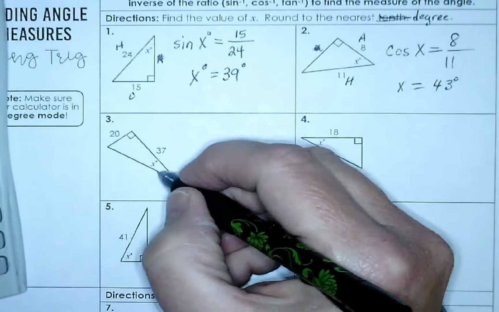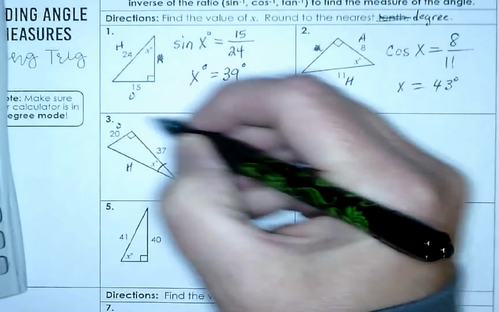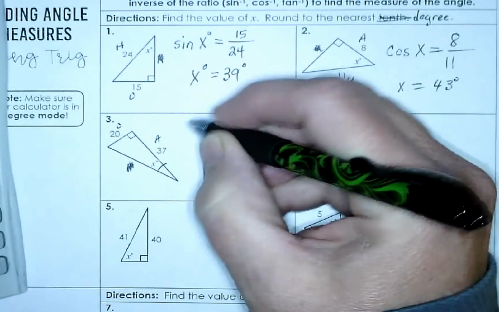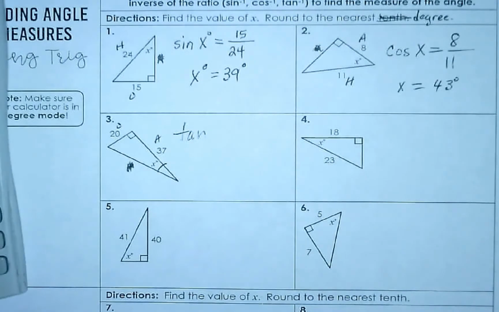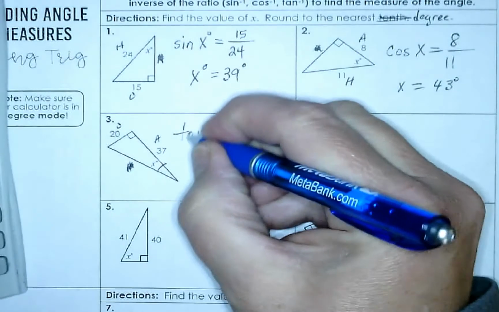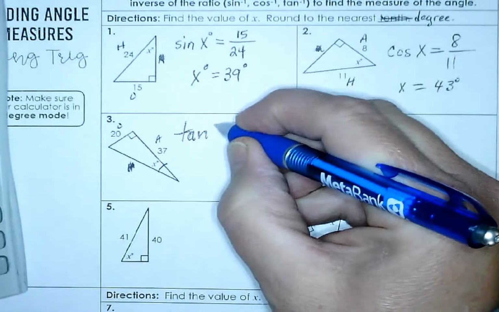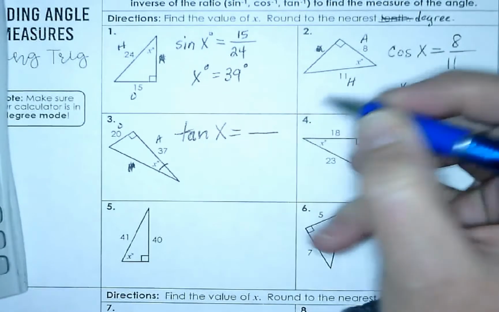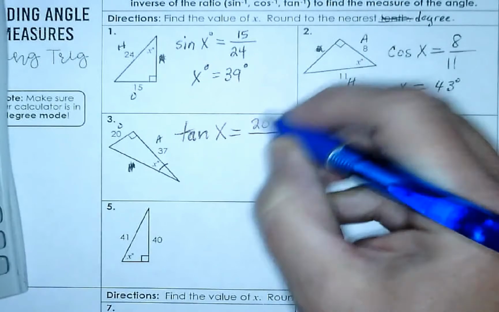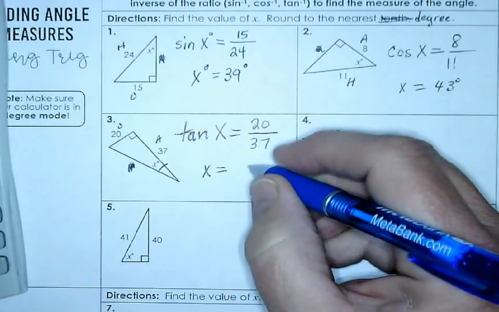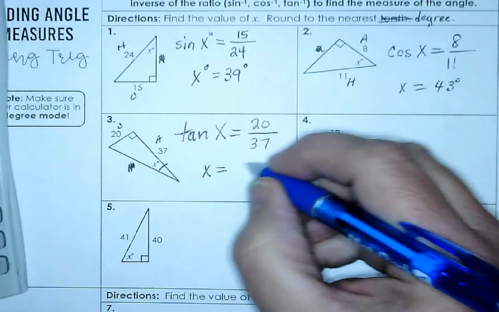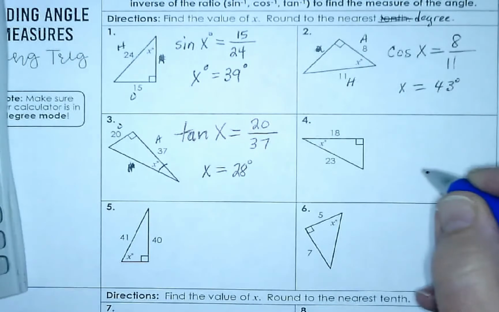All right, so here's my angle, hypotenuse, opposite, adjacent. Don't need that one. So I'm going to use tangent. I'm going to use tangent of the angle we're trying to find. It's going to equal the ratio of opposite over adjacent. Okay, you punch in the calculator, the inverse of tan, 20 divided by 37, which should give me about 28 degrees.